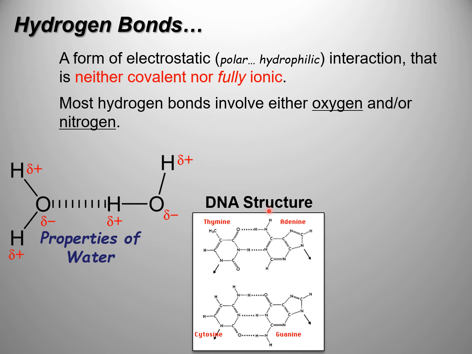But hydrogen bonds are super important in DNA structure. We have the double helix, if you will. One strand on one side, another strand on the other side is stabilized by hydrogen bonds. And you see these little dots here between these, either a nitrogen or an oxygen and a hydrogen.